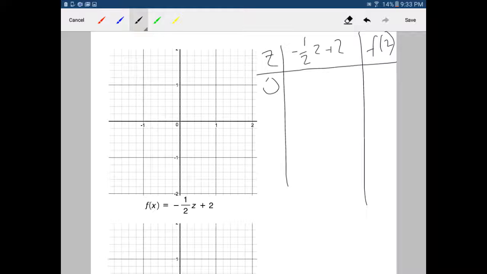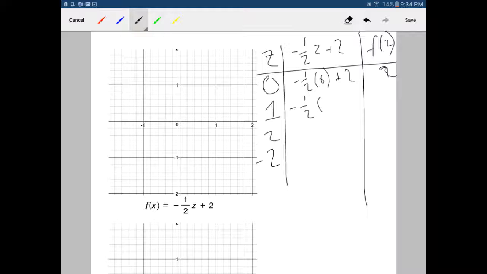Now once again, I'm going to pick easy values. I'm going to do 0, 1, 2. Let's do -1. Actually, it's going to be easier to work with positive numbers, so let's go back one and use 4. All right, so 0. -1/2... Oh, well, that's not going to fit. Wow, I'm striking out today. Let's use -2. Okay, that looks better. So 0: -1/2 of 0 plus 2. That gives us 2.